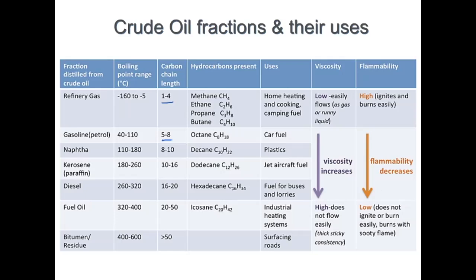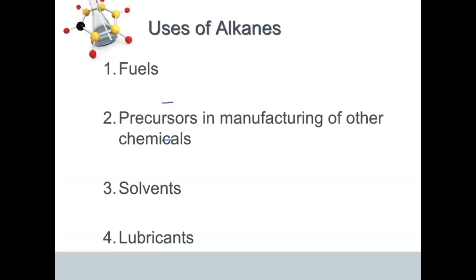So let's look at some of the uses. We use alkanes, and we look at what alkanes are. That's a member of the homologous series, one of the homologous series. We use them for fuels. We use some of them as precursors in the manufacturing of other chemicals. We use them as solvents. For example, pentane is used as a solvent. They can also be used as lubricants.